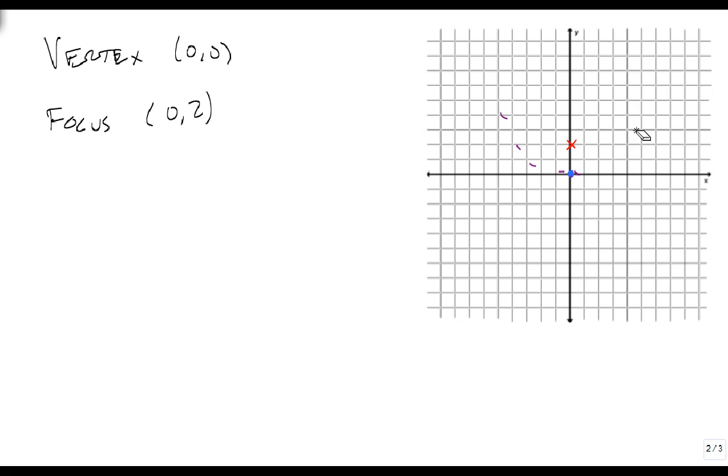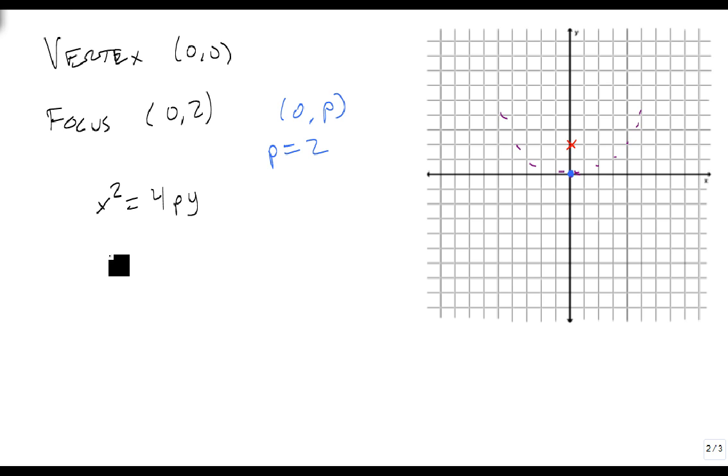And what we want to know is which of the base forms it is. Since we know it's opening up, then we know that it's going to be x squared equals 4py. We know that the 4 is positive because it's going up, the focus is above it. And remember that the focus is at (0, p). So this means that p equals 2.